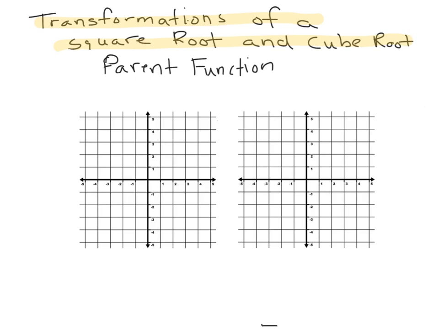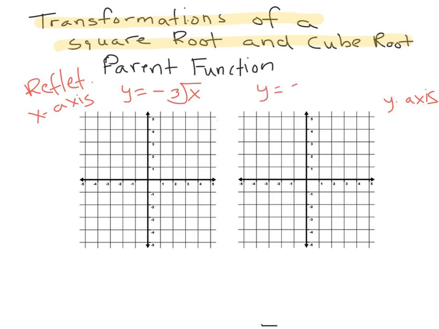Let's talk about reflections officially. Oh, and in the proper color. We've been doing it in red. There we go. Reflections, okay? Now, we have reflections across the x-axis and then across the y-axis. All right. So, remember, it depends on where the negative is. So, if we have y is equal to the negative cube root of x, that's what it looks like. And for the y-axis, it's y is equal to the cube root of negative x. So, once again, depends on where the negative is located.